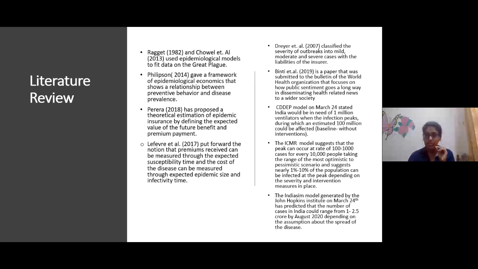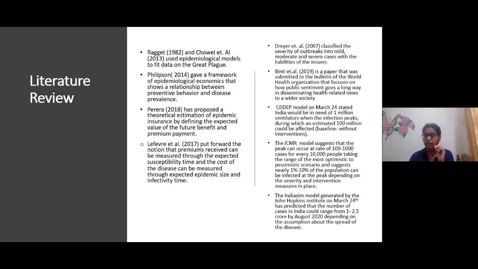So projections have been made on the estimated rates by CDC, ICMR, and Johns Hopkins. They have come up with different projections of the amount of cases that we can expect. So in August, according to the Johns Hopkins projection, we have an estimate of 1 to 2.5 crores, which is worrisome. So my research is novel in trying to apply an integrated epidemiological and actuarial model to the novel case of coronavirus. And I'm trying to establish the relevance of commercial health insurers in the context of the COVID-19 outbreak.